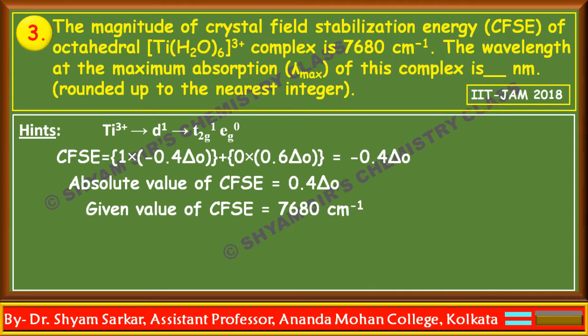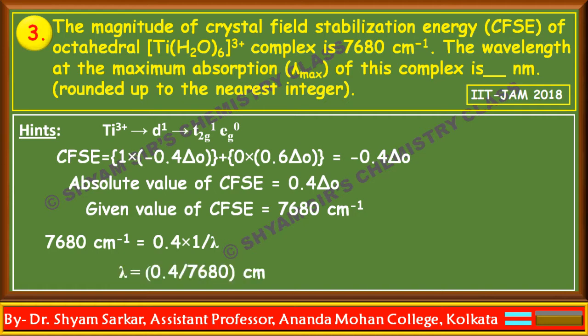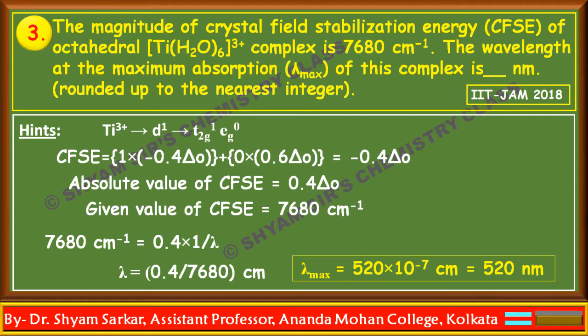Now if you compare these two, that means 0.4 delta O and 7680, we also know that delta O equals 1 by lambda. If you put in this relation, you will easily get lambda from this. So lambda will be equal to 0.4 by 7680 centimeter. Now if you convert centimeter to nanometer, you will get lambda max equal to 520 nanometer. So this is the required value of lambda max.